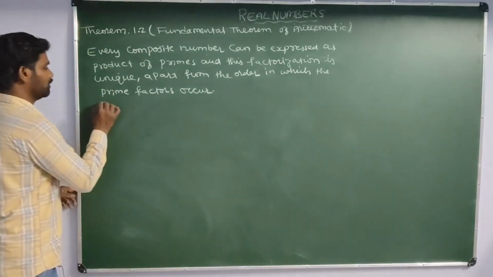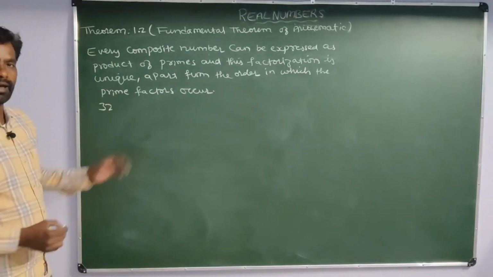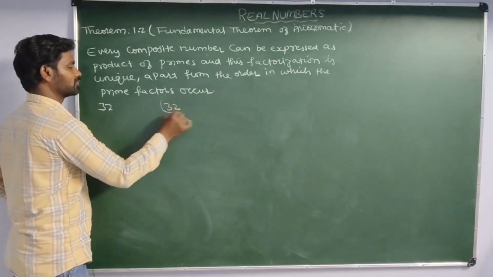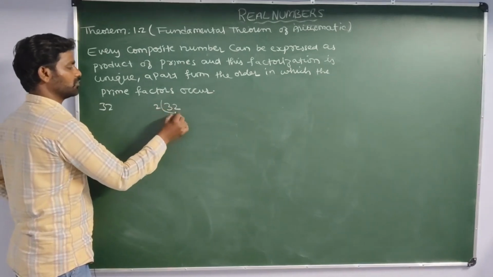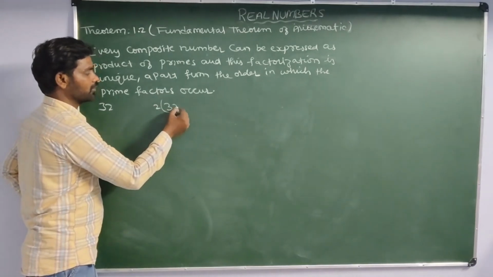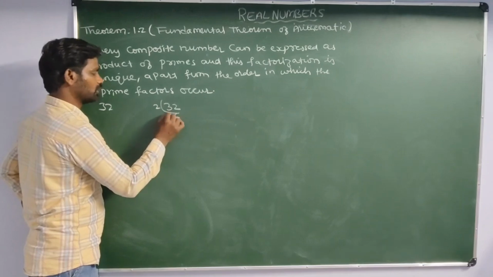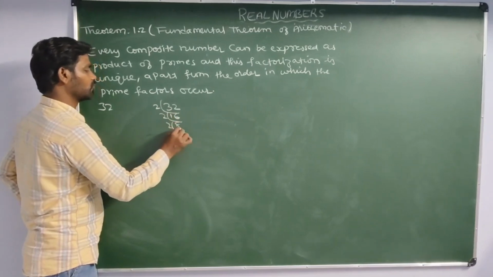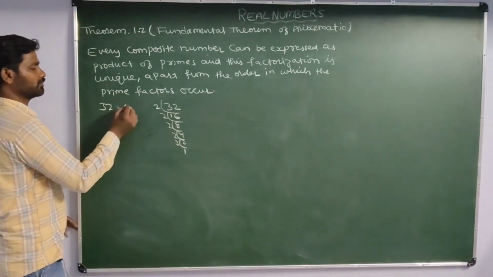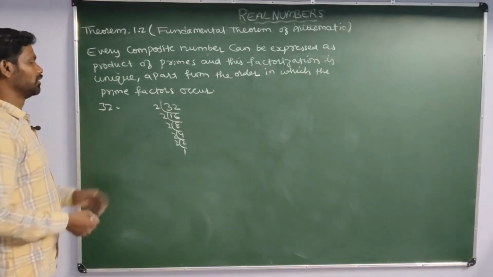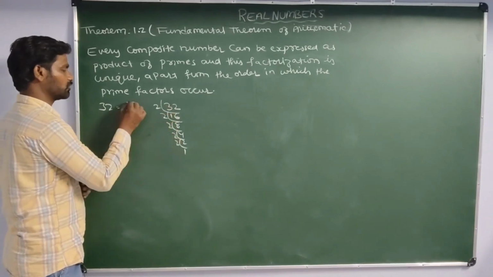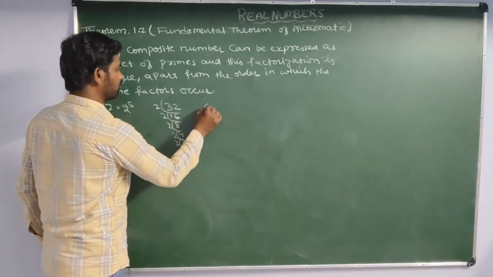Let us take one example. 32 is a composite number. This composite number we can write using prime factors. 2 ones are 2, 2 sixes are 12, 2 eights are, 2 fours are, 2 twos are, 2 ones are. Therefore, we can write 32 as 2 power, how many 2s are there? 1, 2, 3, 4, 5. 2 power 5. So let us take one more.